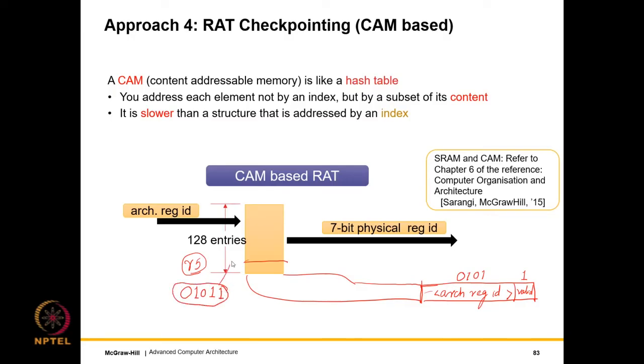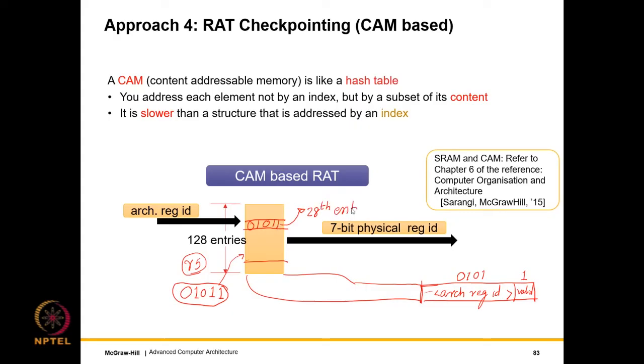I search for this within the CAM array. I am guaranteed to find only one entry that matches, and the index of that can give me the physical register ID. So let us say that this maps to the 28th entry, and here we find out that it contains 0101.